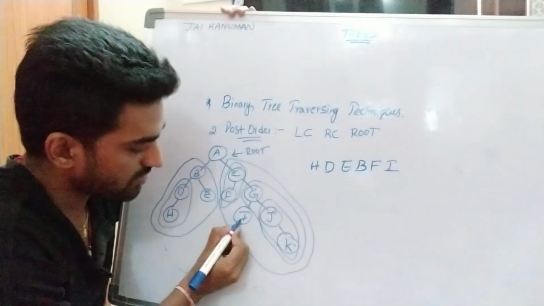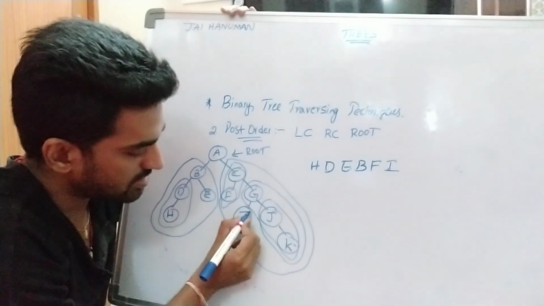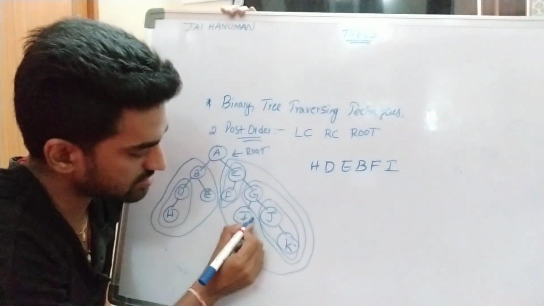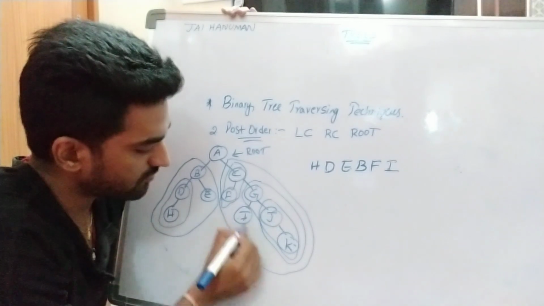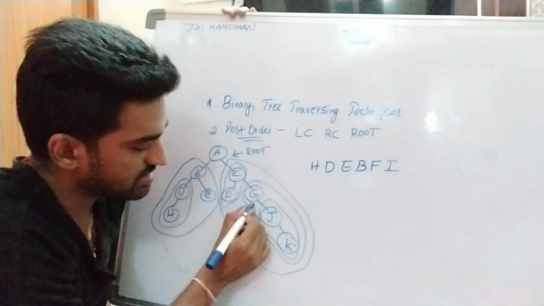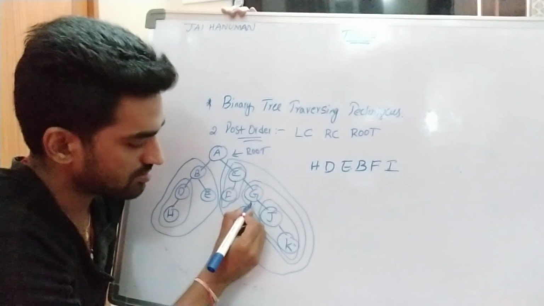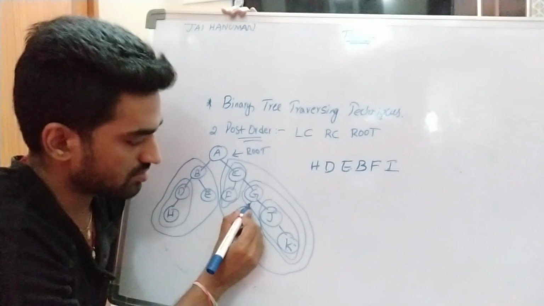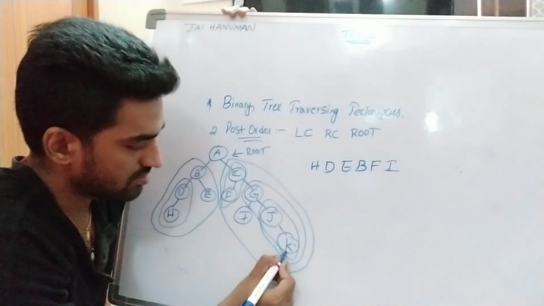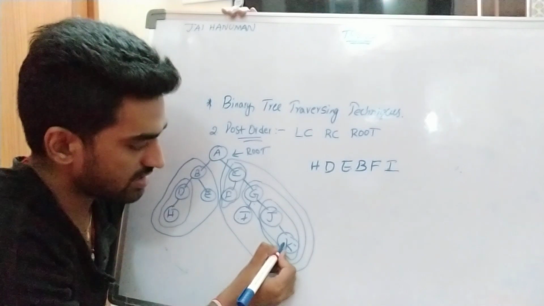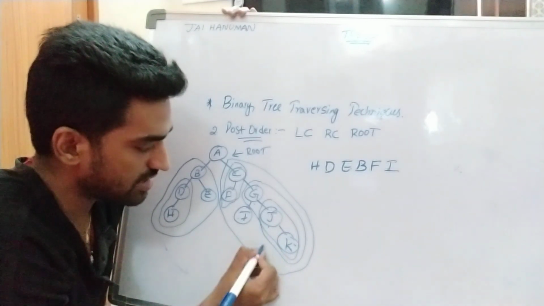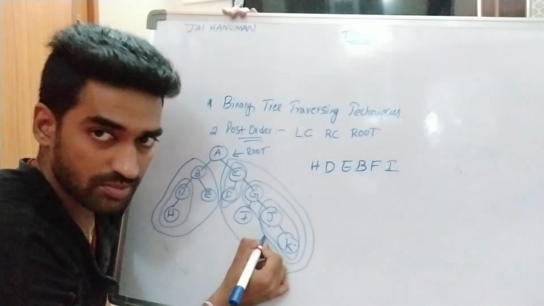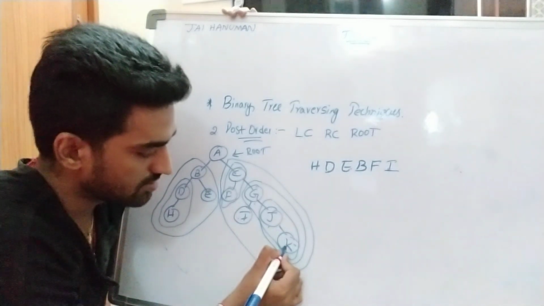So after completion of I visiting, what is the next root for this subtree? G. So I. So for this subtree, what is the rightmost? It does not contain any left child, so that's why here we are not performing the visiting operation. What is the left child? K.